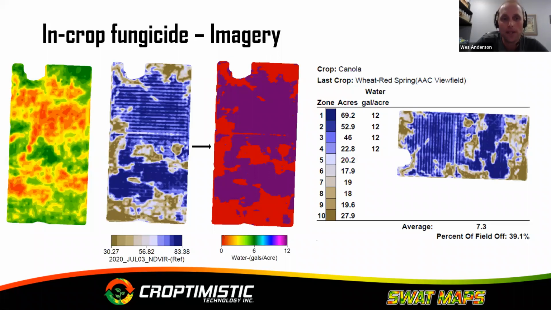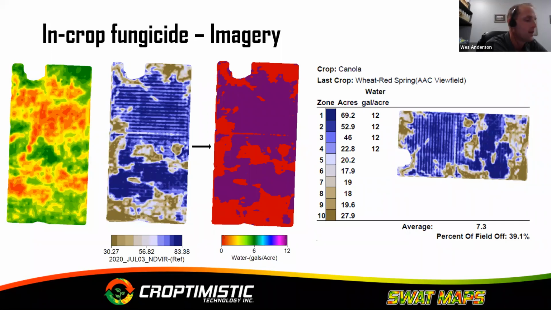So, in the absence of an image, we probably could actually use the SWAT map to produce a pretty good prescription as well, which in this case is just simply an on-off prescription. It's either 0 or 12 gallons an acre in this case for this farm. But we did manage to get a current image that reflected the current variability in that crop right at the beginning of July, and it worked really well.